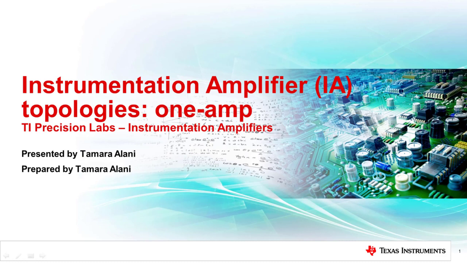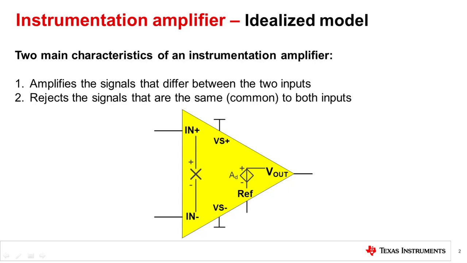Hello, and welcome to the lecture for the TI Precision Lab discussing instrumentation amplifier topologies, specifically 1-amp IAs. To recap, an IA can be idealized as an electrical circuit that amplifies the signals that differ between its inputs and rejects the signals that are the same on both inputs. This lecture will cover how this can be done with one op-amp and a few passive components.